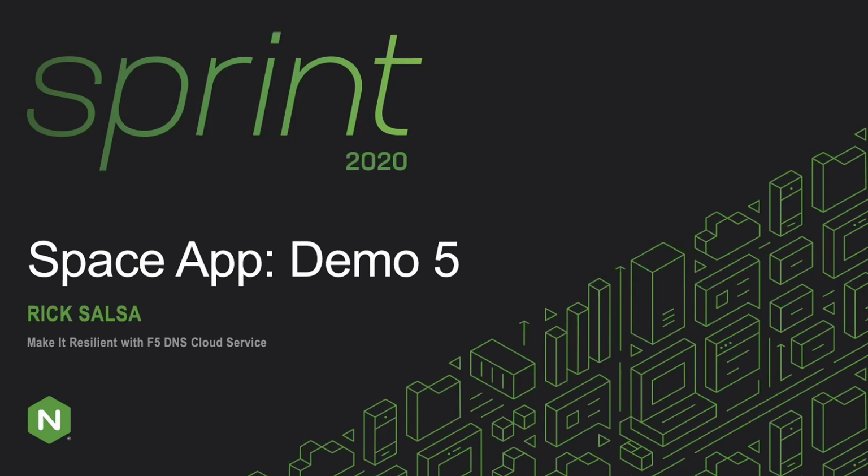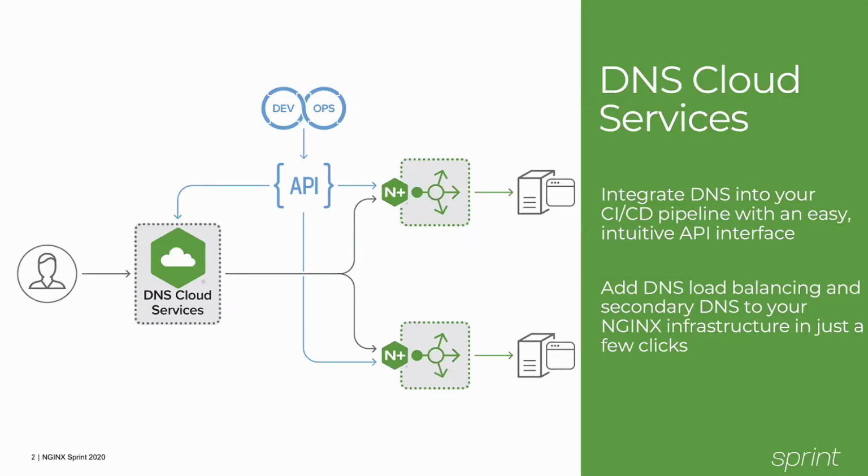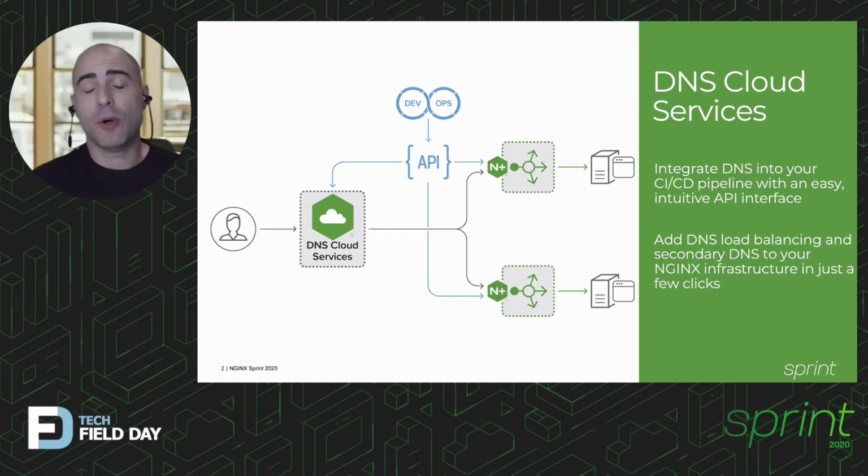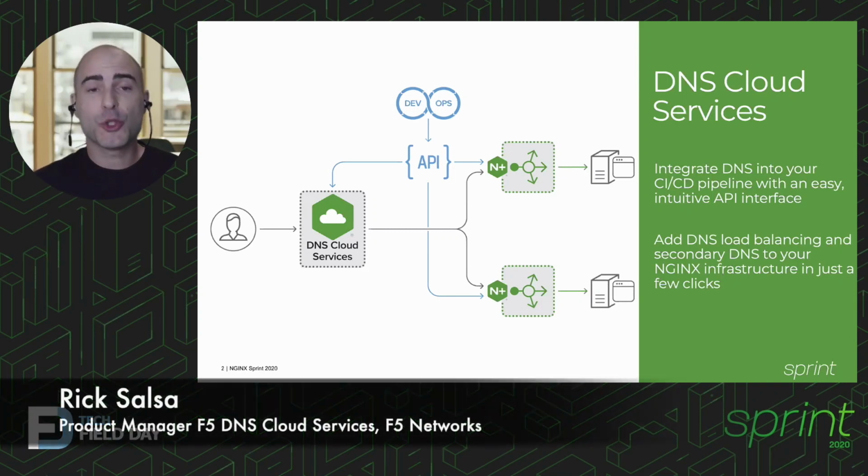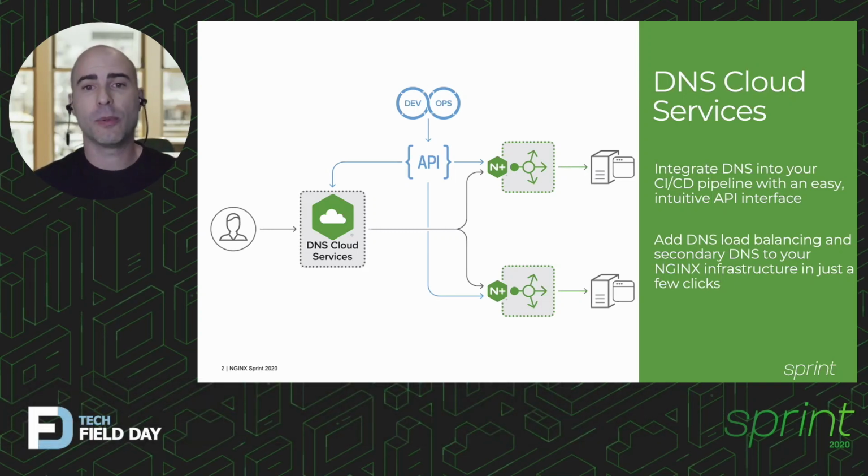And in this demo, I'm going to show you how to scale our Planet app globally using DNS with the F5 DNS Cloud Service. Now, before we get into the demo, I just wanted to take a moment to introduce you to this service. Our DNS Cloud Service is a globally available cloud agnostic managed DNS service that provides your DevOps teams with a fast, secure, cloud native way to make your apps and your microservices highly available.